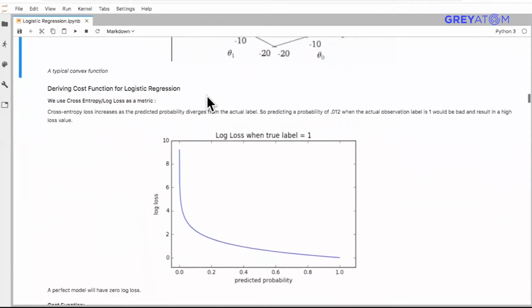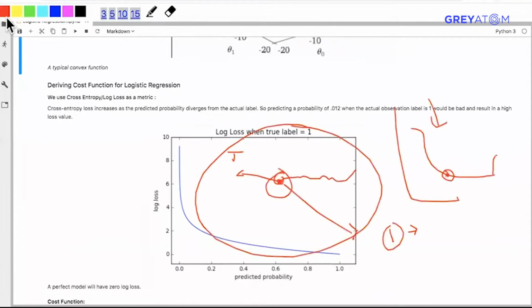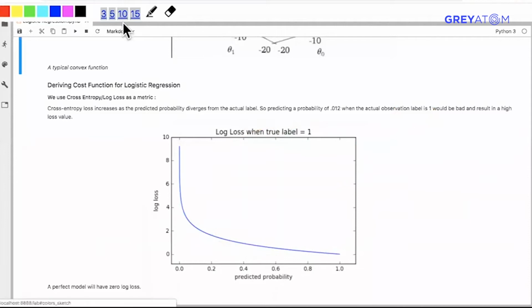So right now we have said that we cannot use mean square error that we were using earlier in logistic regression. There's another metric for logistic regression, which is called cross entropy or log loss. So we are saying that we want to penalize our model, and if our model makes wrong predictions, we want to penalize it with a greater value.